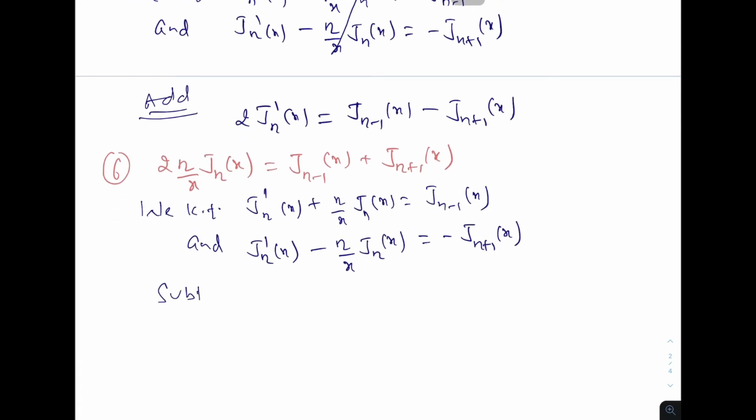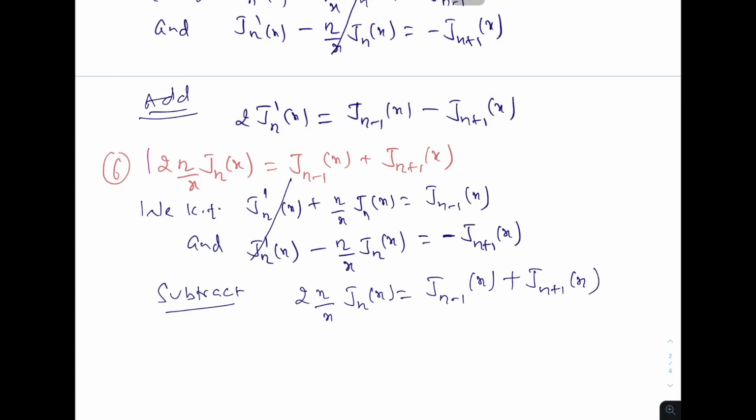Now we subtract. So if we subtract, this will be gone. So that is nothing but 2 times, this is the subtraction, so that will be an add. So here minus and minus gives plus sign. So 2 times n by x Jnx equal to J n minus 1 x, and because of subtraction this will become plus J n plus 1 x. So that's also a very good result to remember.